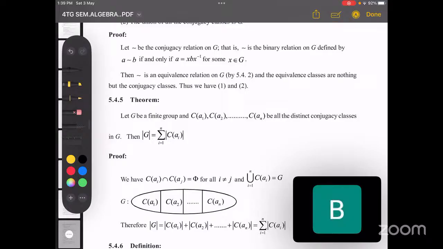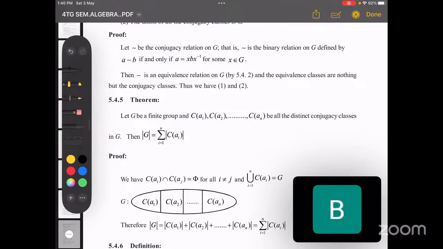Let G be a finite group, meaning it has n elements. Here we are taking the classes of elements, that is conjugacy classes, C(a1) to C(an), to be all the distinct conjugacy classes in G. Then the order of G equals the summation, i equals 1 to n, of the order of C(ai). We have to show this.